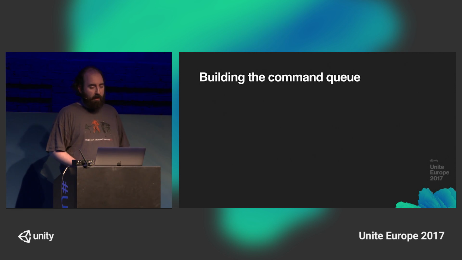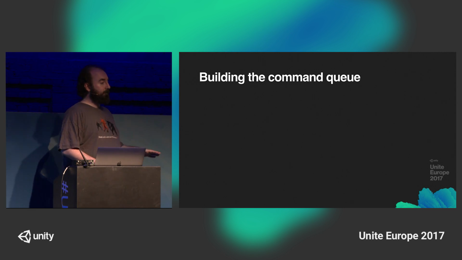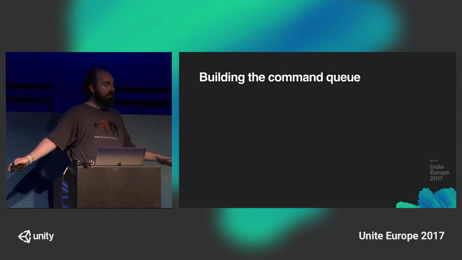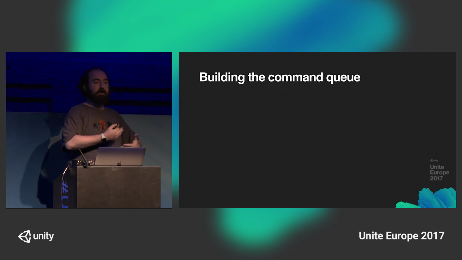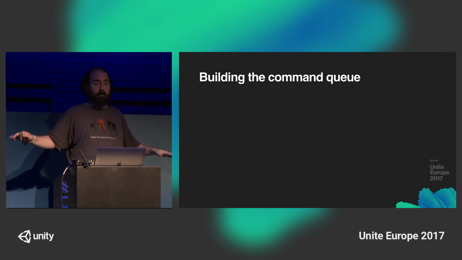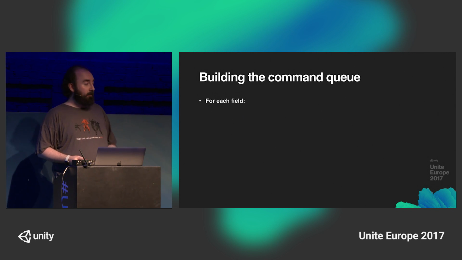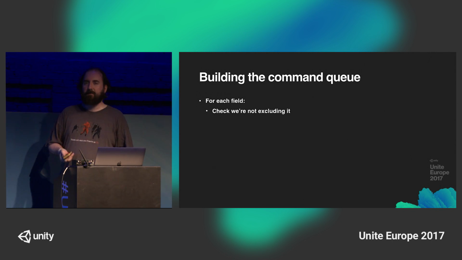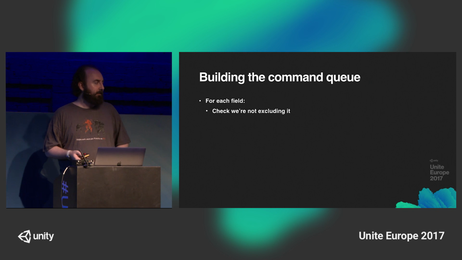Building the command queue then. We do this just once per object type. So if you have a little struct that's used in a whole bunch of different mono behaviors, we do still end up regenerating the commands separately for each mono behavior, even though you're reusing the same struct. But for each field, first of all, we check that it meets the rules for inclusion. So it's not private, it's not marked don't serialize, it's not static, it's not a special framework level field, things like that.